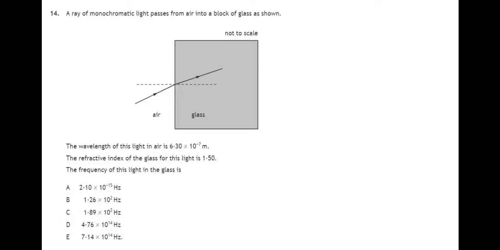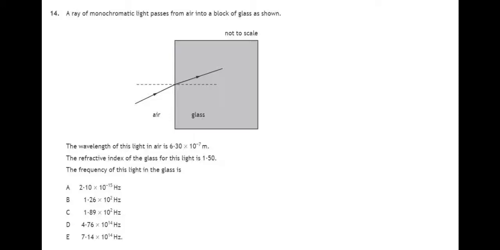Number 14. A ray of monochromatic light passes from air into a block of glass as shown. The wavelength of this light in air is 6.3 times 10 to the minus 7 meters. The refractive index of the glass for this light is 1.50. The frequency of this light in the glass is... Okay, so we're told the wavelength in air and we're told the refractive index.